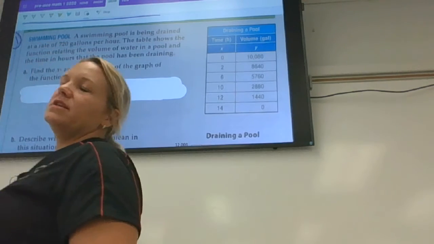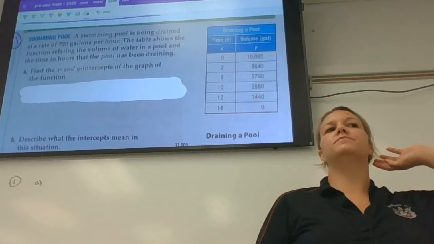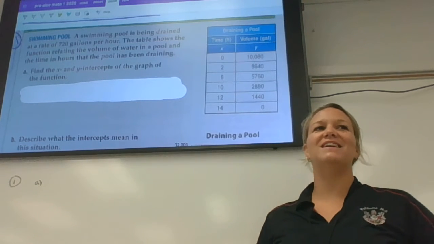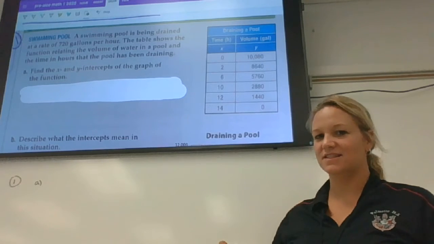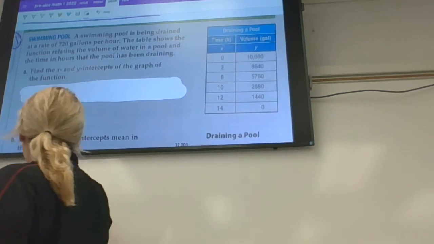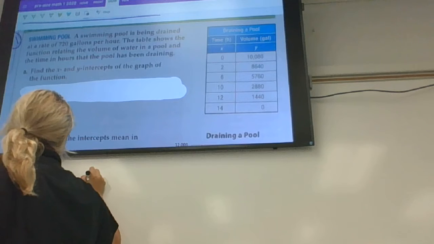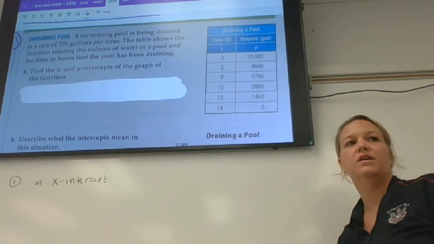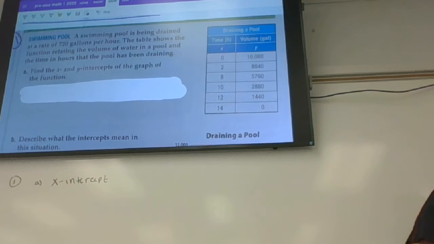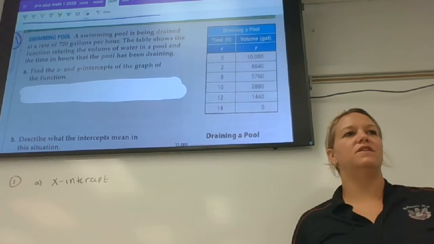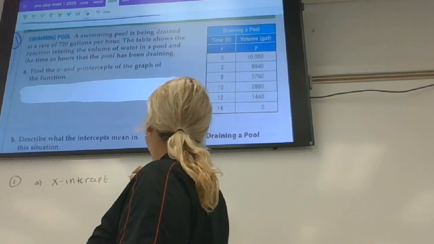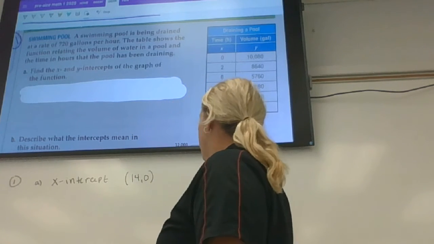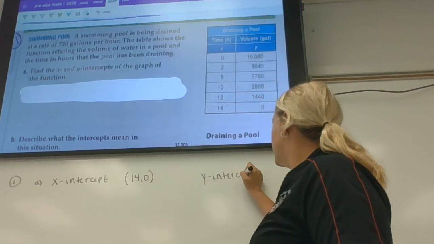So let's hear from the back of the room. Georgia, can you give an x-intercept? Okay, so an x-intercept has an x value, and the y is at 0. Switch that up, Georgia. Can you give the x-intercept? 14, 0. And then you've already told us our y-intercept.